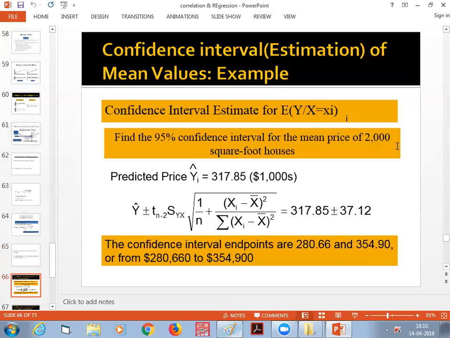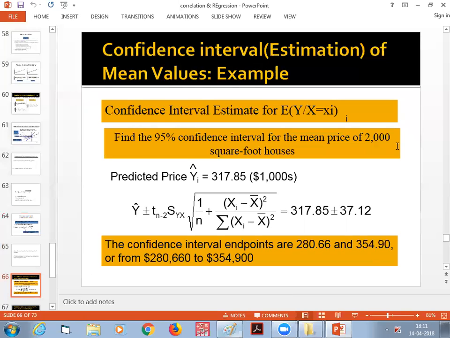Suppose I want to find the 95% confidence interval for the mean price of 2000 square foot houses. This relates to my earlier example only. It is a continuation. That example I have discussed in the previous class. What is the value of the house? The price of the house depends on how many square feet. The higher the square feet size of the house, obviously the price is more. So for the mean price of 2000 square foot houses, if the house size is 2000 square feet, then what is the average price?